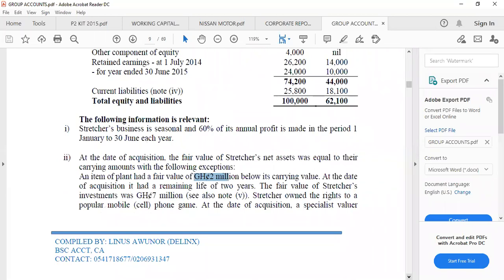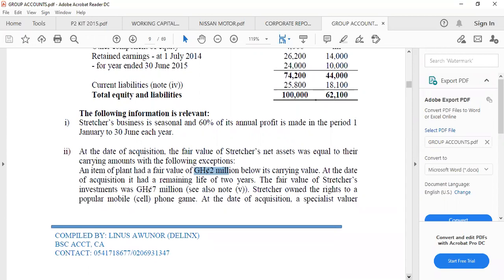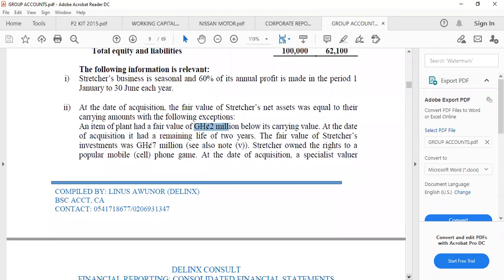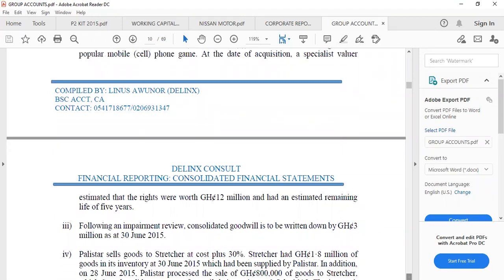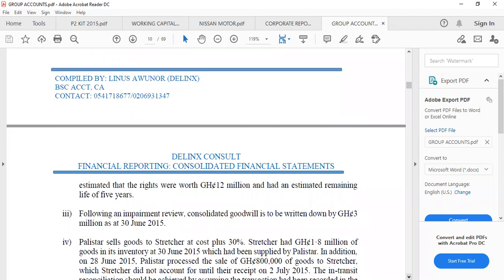Stretcher owned the rights to a popular mobile cell phone game. At the date of acquisition, a specialist valuer estimated that the rights were worth 12 million and had an estimated remaining life of 5 years.